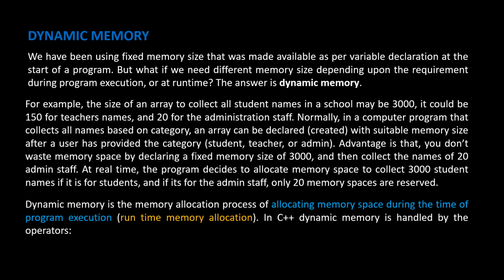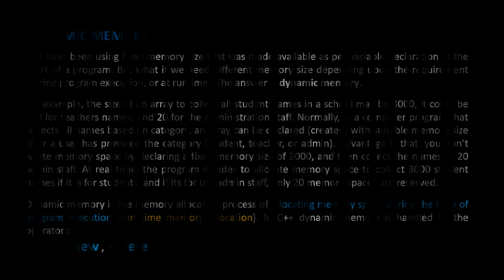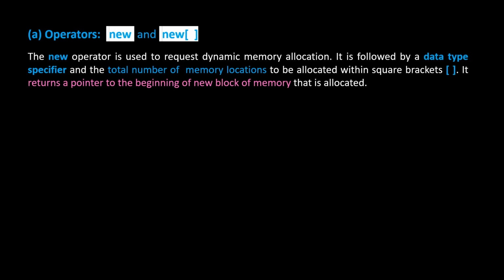Dynamic memory is the memory allocation process of allocating memory space during the time of program execution, also known as runtime memory allocation. In C++, dynamic memory is handled by the operators new and delete. The operators new and new array, or new with square brackets.